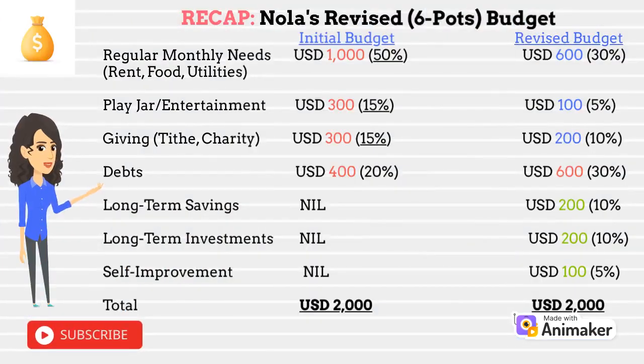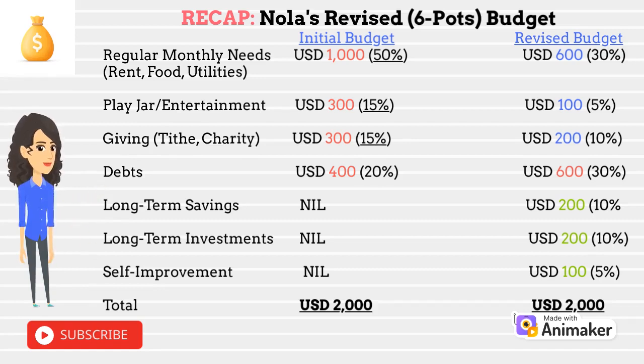For Nola to fast track her debt repayment, I recommended she uses the 6 pots budgeting method covered in the previous video. The 6 pots budgeting method revised the percentage of her after-tax monthly income going towards debt repayment from 20% to 30%. This is summarized in the slide above.